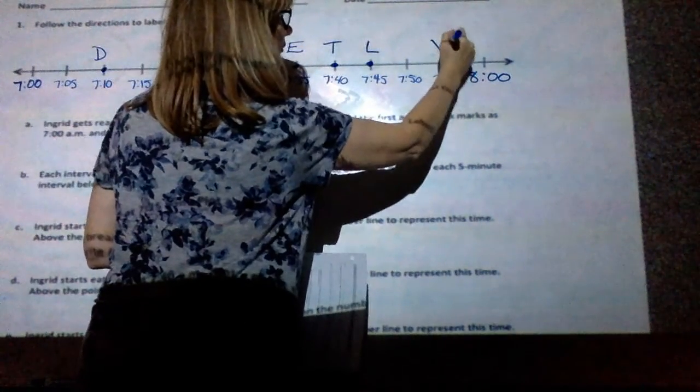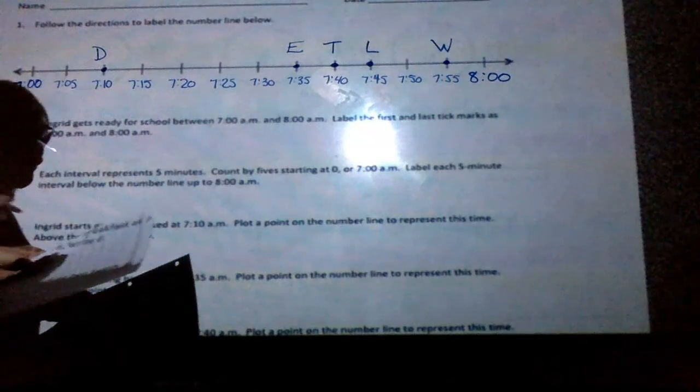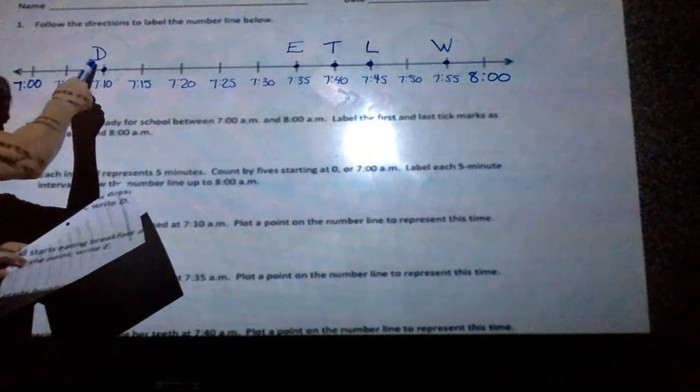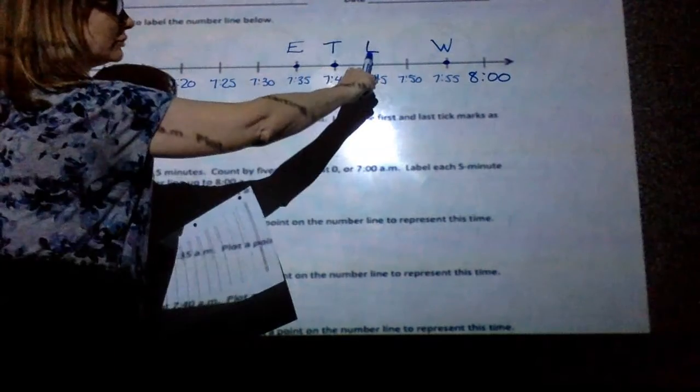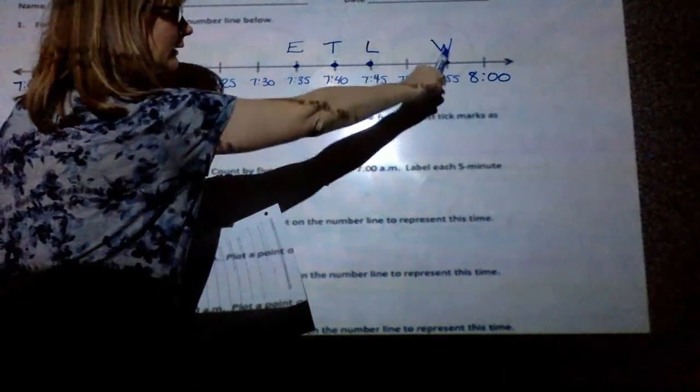7:55, W for wait. This shows you how she spends her time from 7 o'clock to 8 o'clock getting ready for school. She gets dressed and ready here. Takes her a long time to get dressed, probably comb her hair and do all that stuff. Then she eats, brushes her teeth, makes her lunch. That takes a while, and then she starts to wait for the bus.